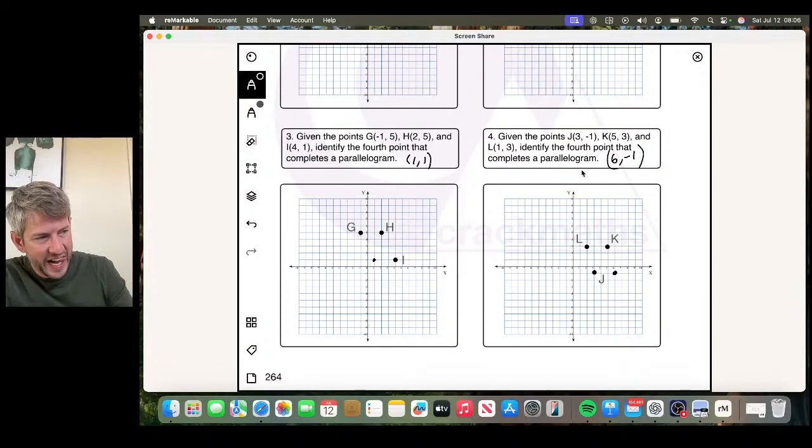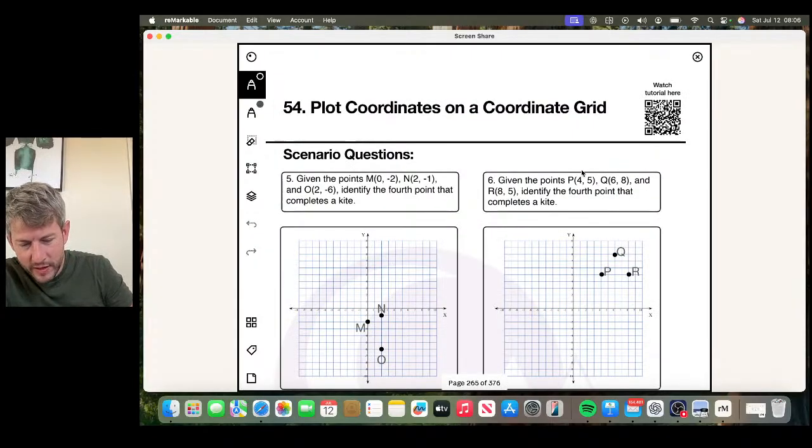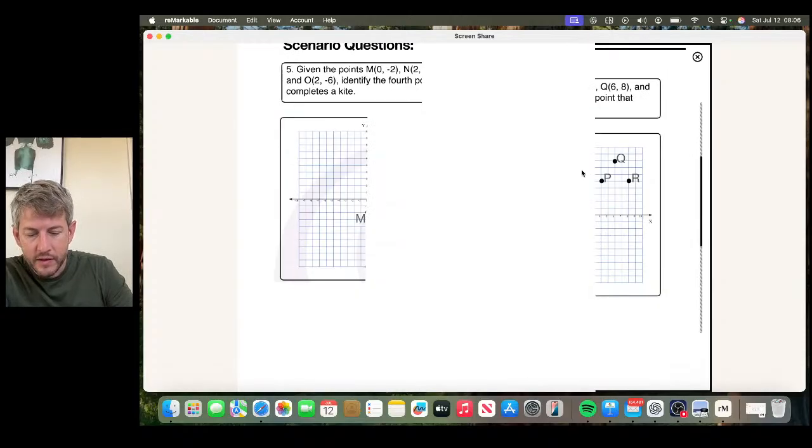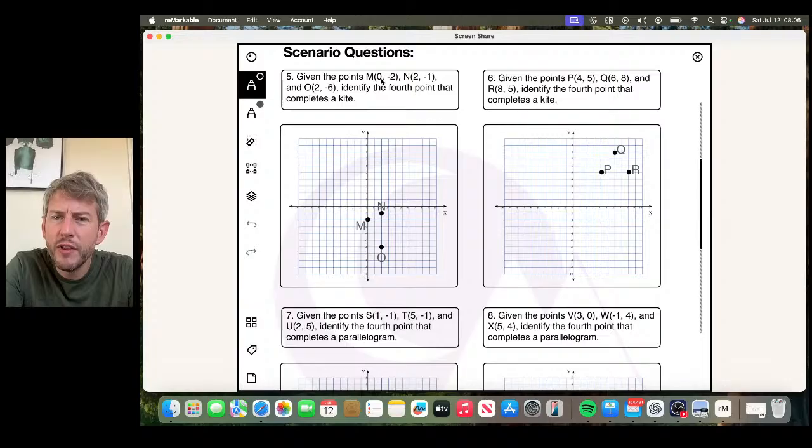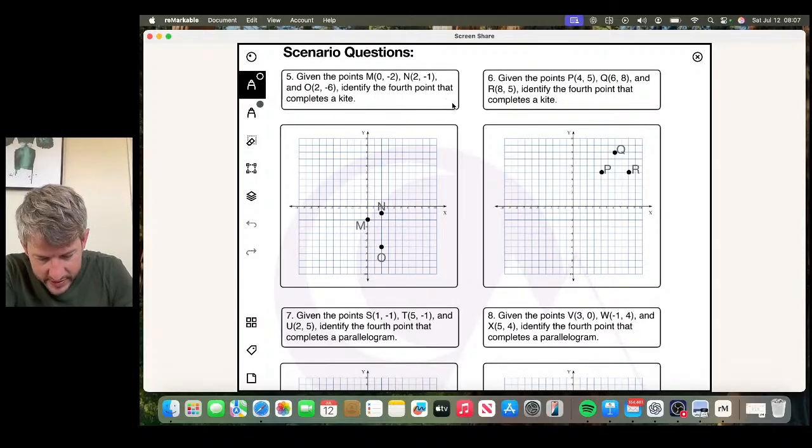Right, let's do the second round and then we'll just mark these like we did the last one as well. So, question 5. Given the points M is 0, minus 2, N is 2, minus 1, and O is 2, minus 6, identify the fourth point that completes the kite. So that will be here. So that's going to be 4, minus 2.